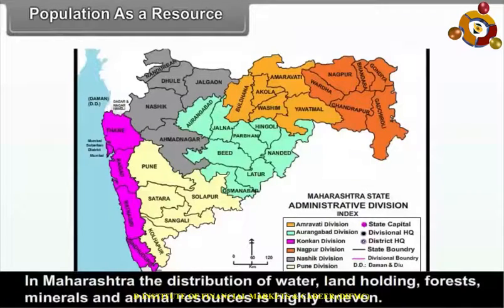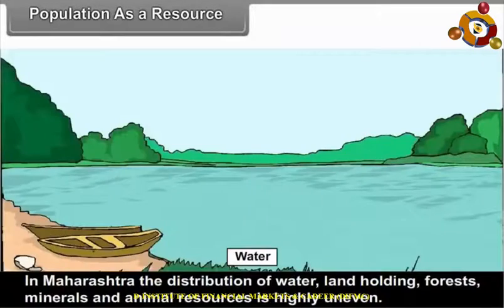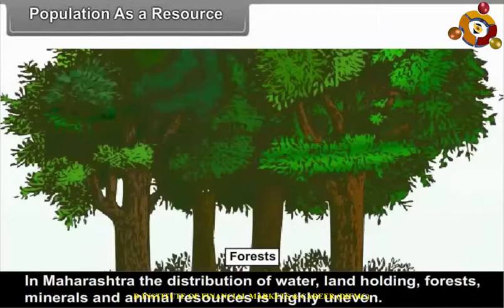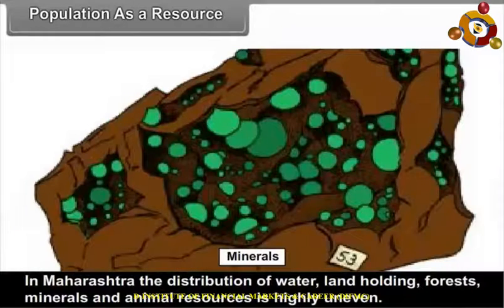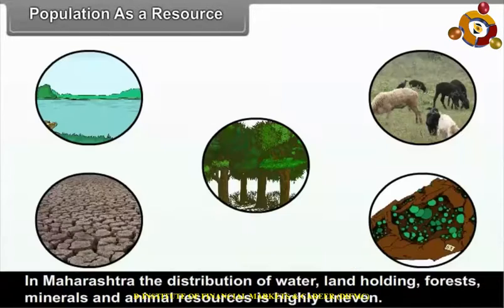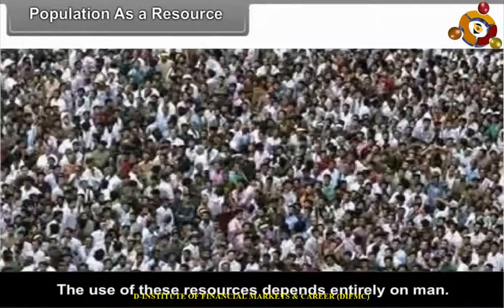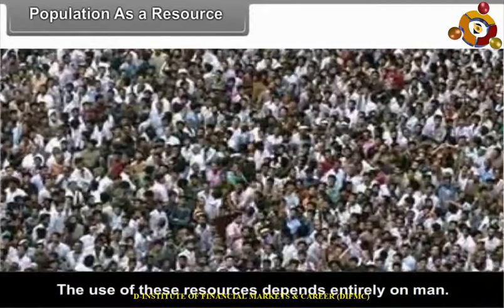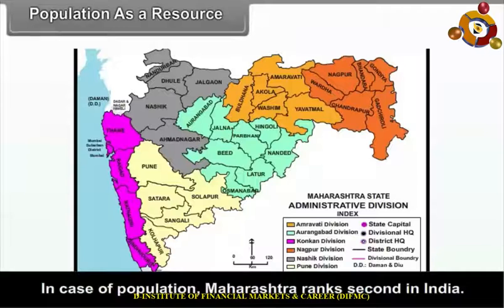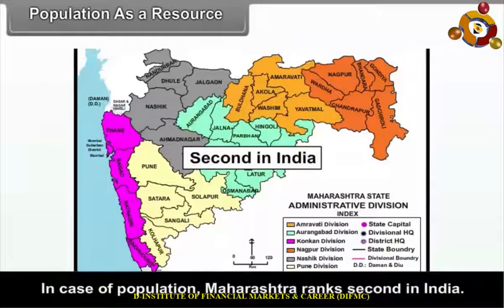In Maharashtra, the distribution of water, landholding, forests, minerals and animal resources is highly uneven. The use of these resources depends entirely on man. In case of population, Maharashtra ranks second in India.